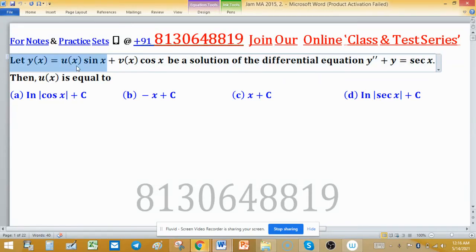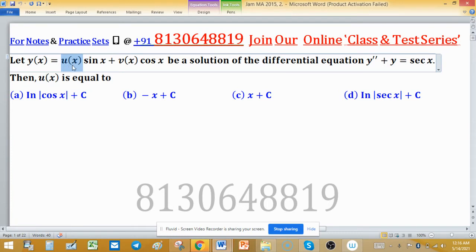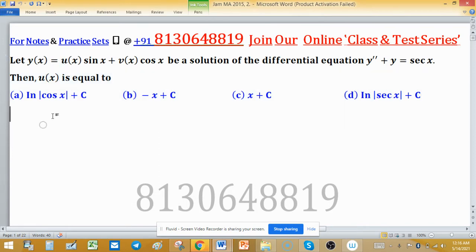Let y(x) equal to u(x) sin x plus v(x) cos x be the solution of the differential equation y double prime plus y equal to sec x. Then u(x) is equal to what? As u is used in this solution function, we have to tell the expression for u(x), and options A, B, C and D are given.